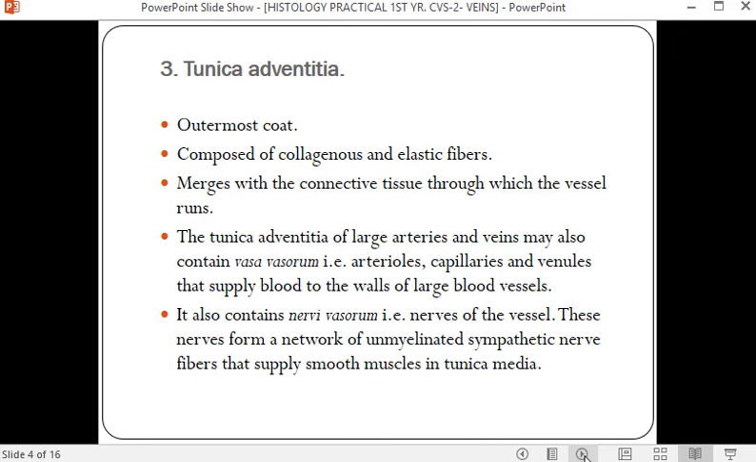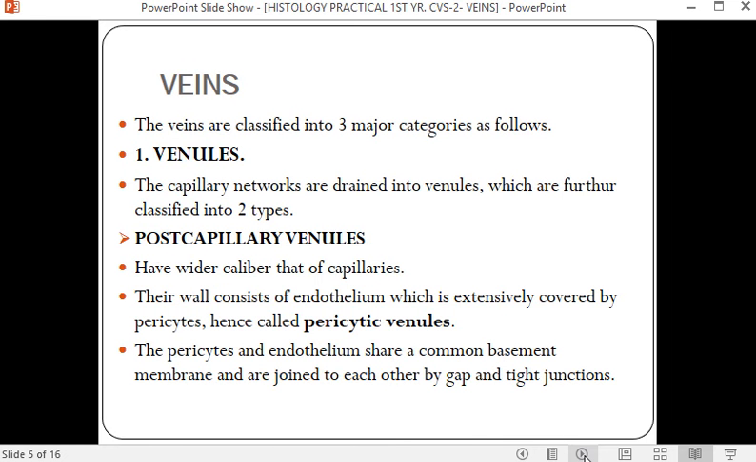Now, tunica adventitia of large arteries and veins contains vasa vasorum and nervi vasorum. Vasa vasorum are basically the blood vessels which supply the wall of large blood vessels, and nervi vasorum are unmyelinated sympathetic nerve fibers that supply the smooth muscles in tunica media. Now, the structure of veins. The veins are classified into three major categories, that is venules, medium-sized veins, and large veins. Venules are of further two types: post-capillary venules and muscular venules.